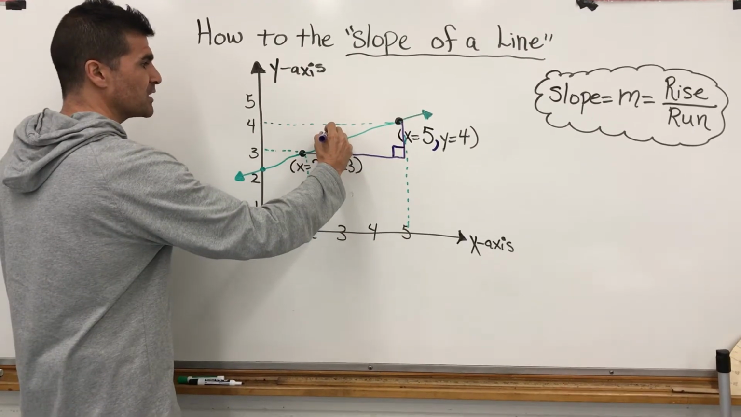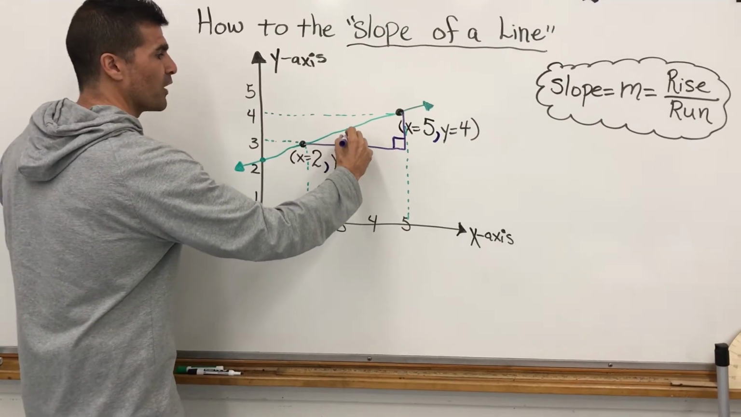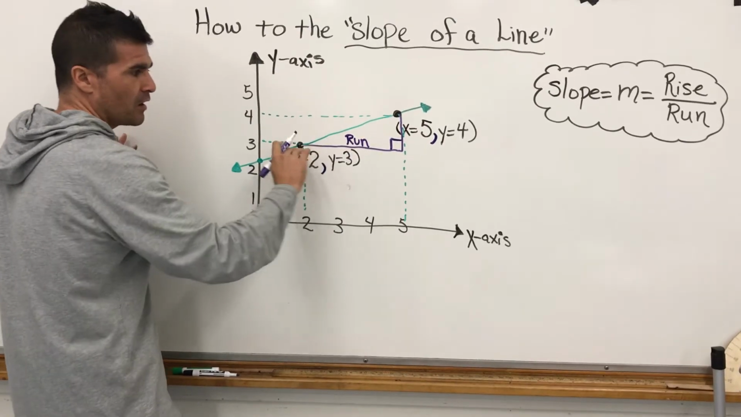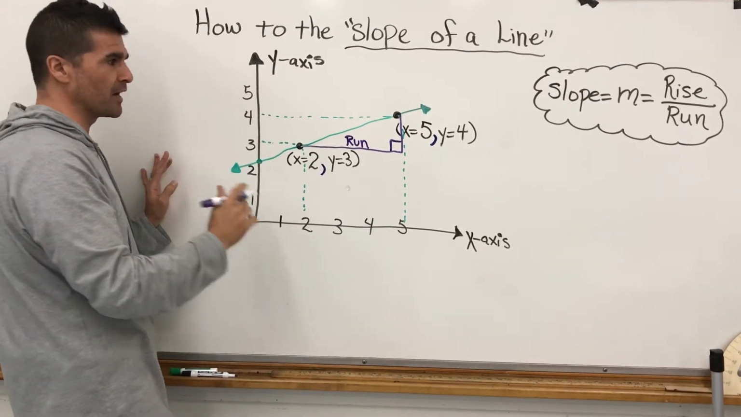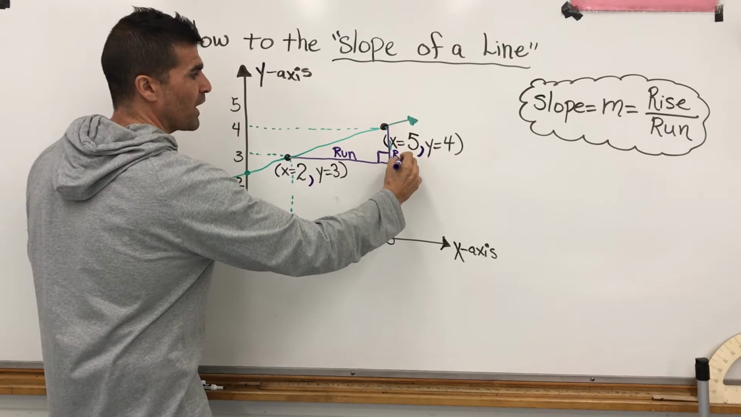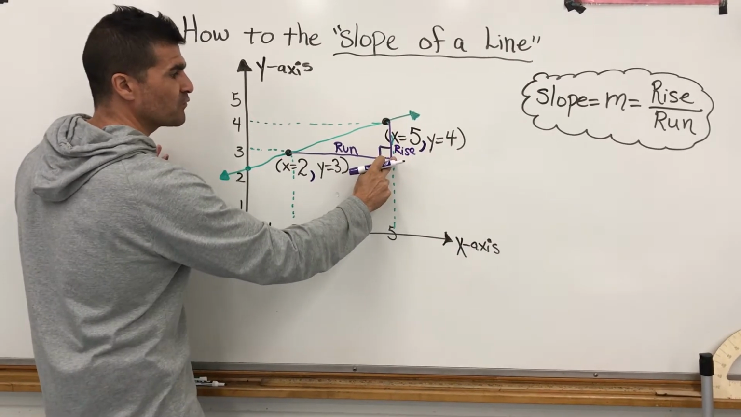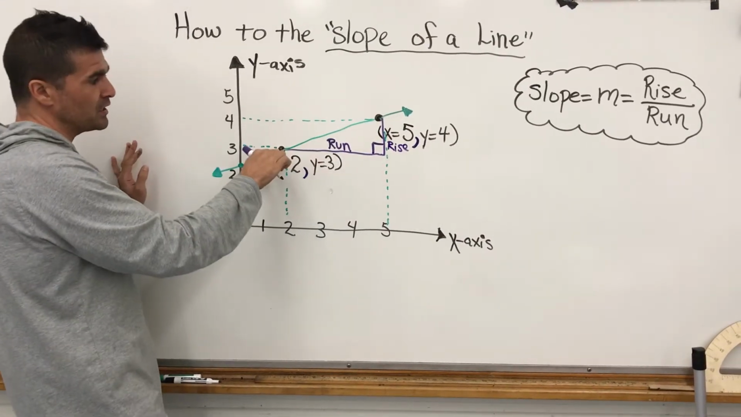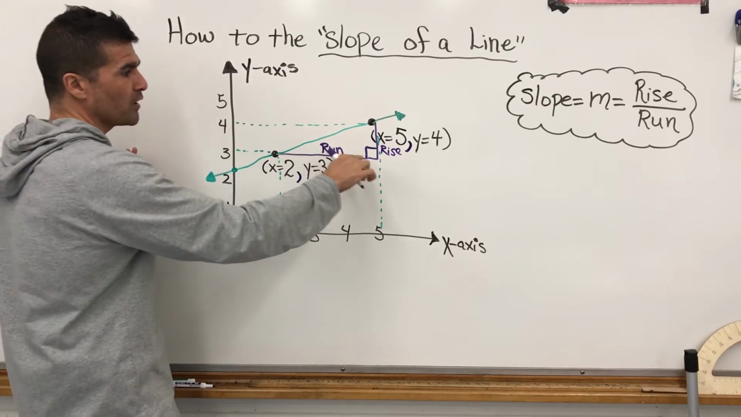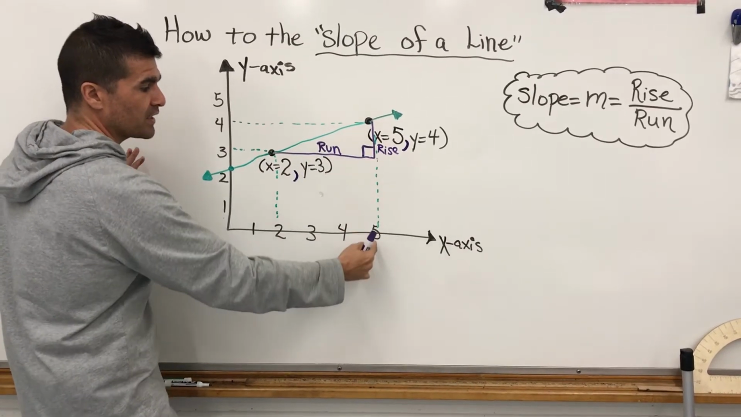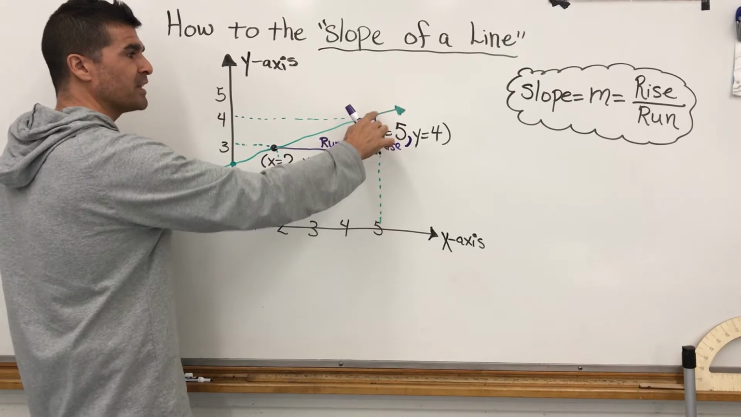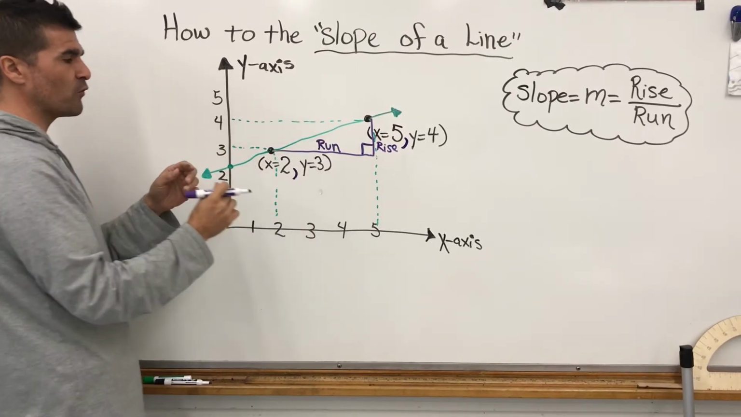Now, this is called the run. You run on a flat horizontal line. This right here is called the rise. You rise from here up to this point. You see, from this point, you run along until you get to x equals 5, and now you're going to rise up. So this is called rise over run.